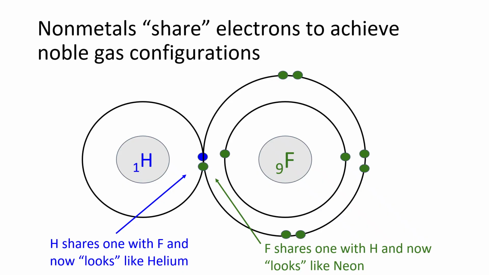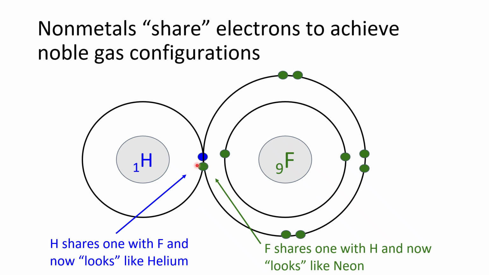All right, so the nonmetals share because they're both kind of close to being a noble gas. Hydrogen wants to look like helium. It needs 2 electrons for that to happen. So it will share 1 of its electrons and share 1 of fluorine's electrons to give it a total of 2. So now it looks and feels like helium.